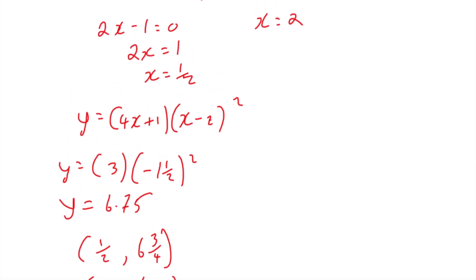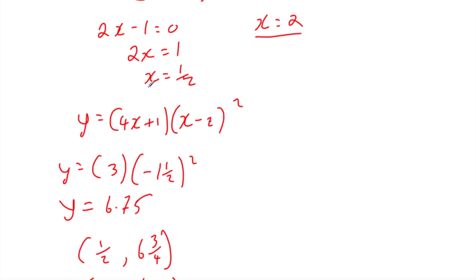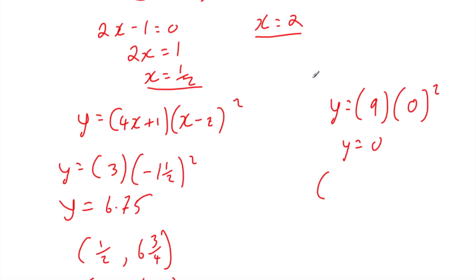Now let's have a look at the other one. Whenever x was equal to 2, we now need to substitute x equals 2 into this equation to find out the value of y. So y is equal to 4 times 2, that's 8, plus 1, that's 9. And then we're going to times that by 2 take away 2, that's 0, squared. Well, 0 squared is 0, times 9 is 0, so y is equal to 0. So that means the coordinates of the other turning point would be 2, 0.